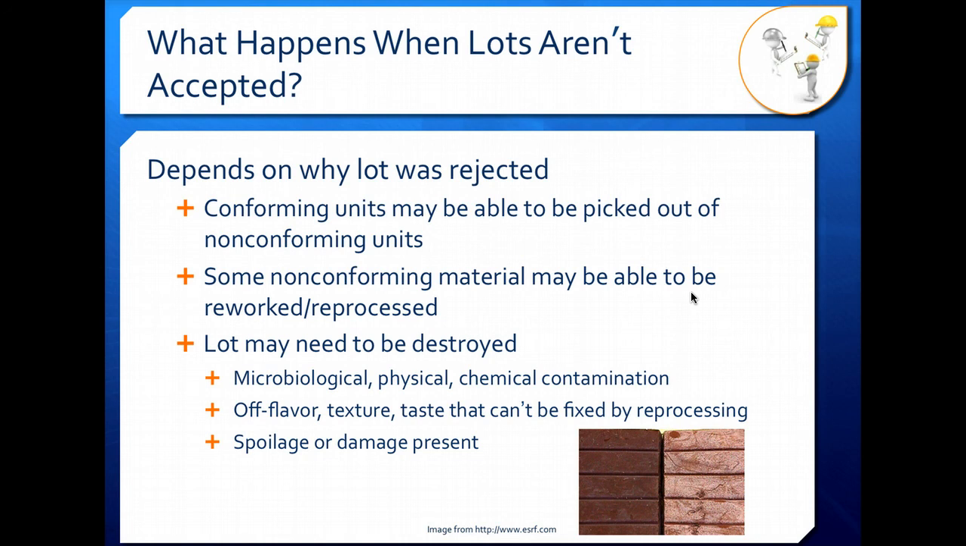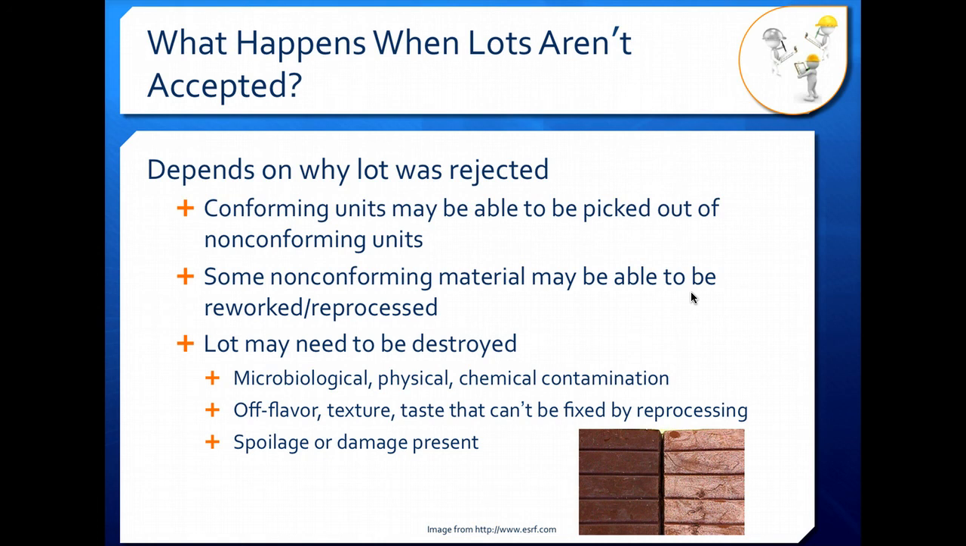You may have an off flavor or texture or taste that can't necessarily be fixed by reprocessing. Or you might have some kind of spoilage from contamination or from a chemical reaction that you were not expecting occurring in your process. Or you might have some kind of damage present that just can't be fixed, like overly bruised fruit. You can't necessarily sell that and have it be acceptable to the consumer. So in those cases, you may need to just actually get rid of that lot and not do anything with it at all. But whether you decide to accept or reject your lot, that depends on your sampling.